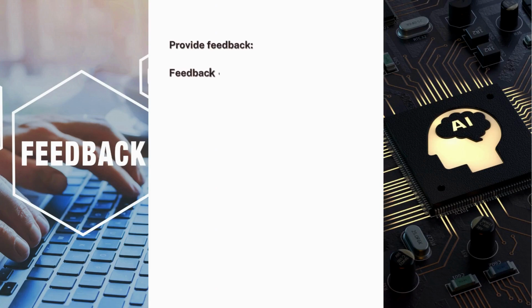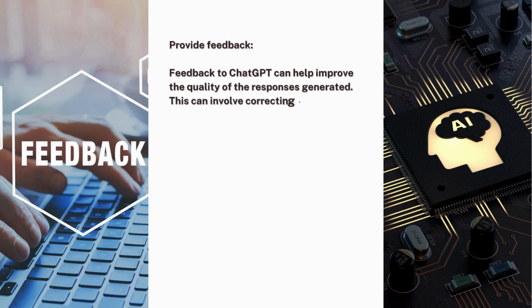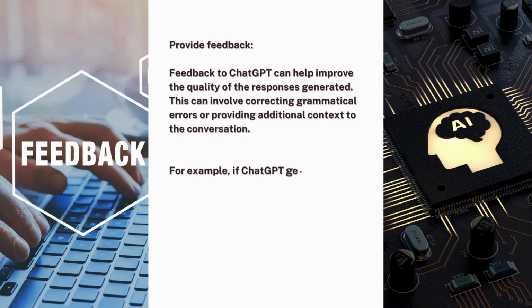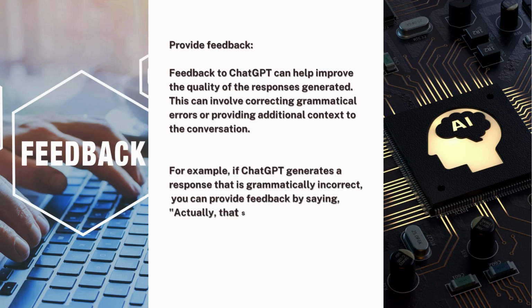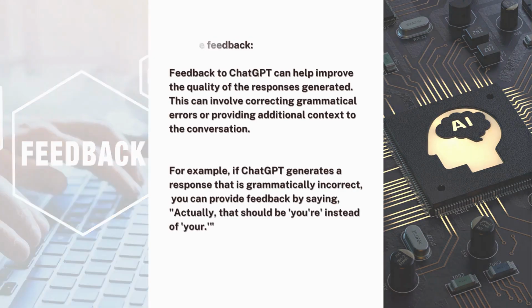Provide feedback. Feedback to ChatGPT can help improve the quality of the responses generated. This can involve correcting grammatical errors or providing additional context to the conversation. For example, if ChatGPT generates a response that is grammatically incorrect, you can provide feedback by saying, "Actually, that should be your instead of you're."